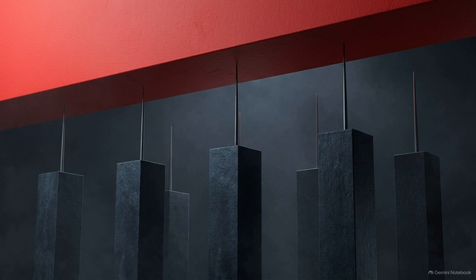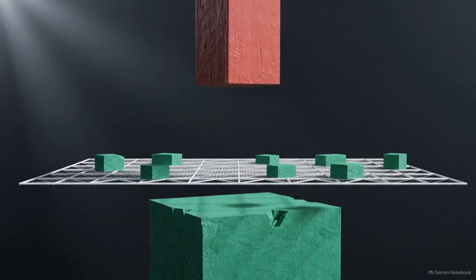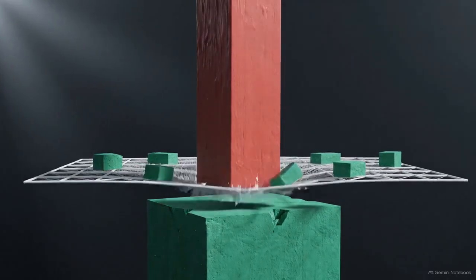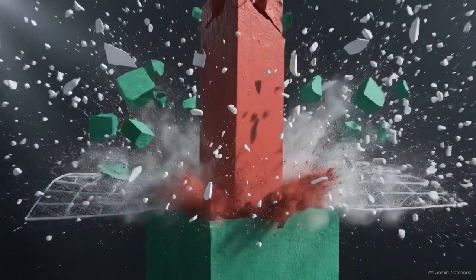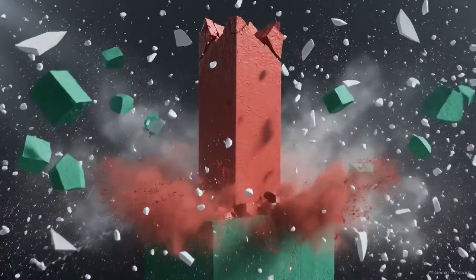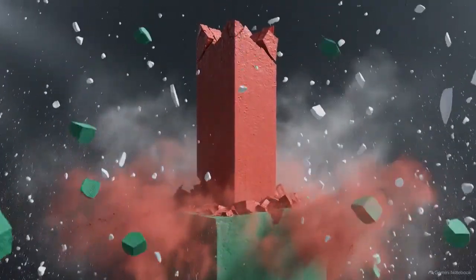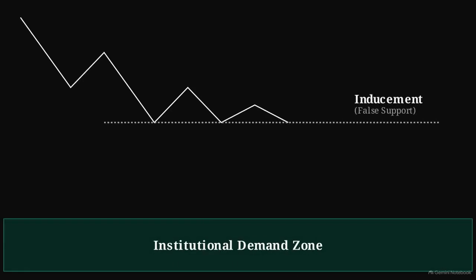The final institutional manipulation involves a meticulously engineered structural trap. Inducement is a false structural level created intentionally just before a true point of interest. This premature support induces retail traders to buy early, placing their stop losses just below this false floor. Institutions sweep this manufactured liquidity to fuel their actual entry.